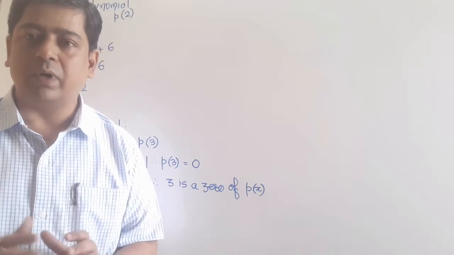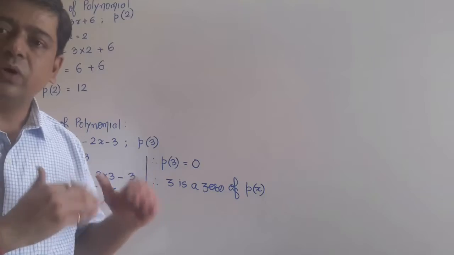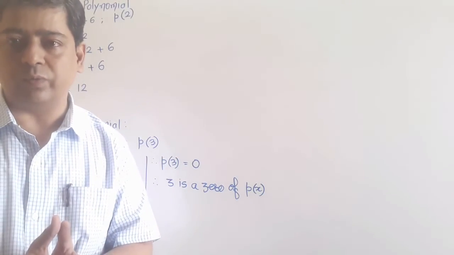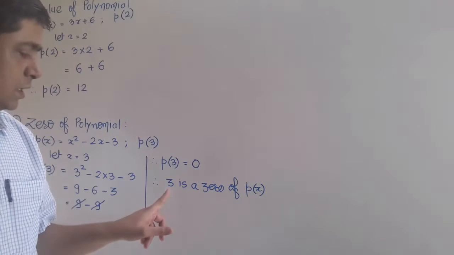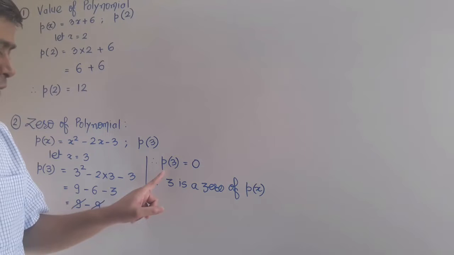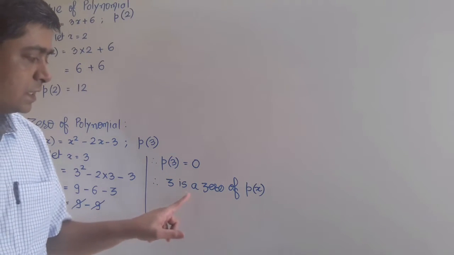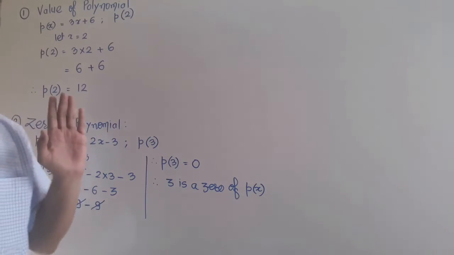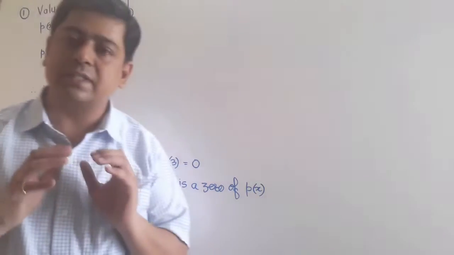Okay, so remember, zero is that particular value where the whole polynomial becomes 0. And the value at which the polynomial becomes 0 is called the zero of the polynomial. So see here, suppose the value of the polynomial is becoming 0 at 3, we will say that 3 is a zero of the polynomial. So in the syllabus, we have two kinds of questions here. First of all, we shall see the value.